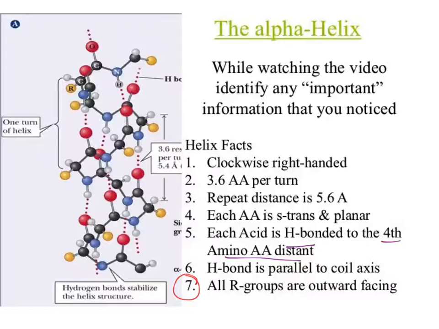The amino acids being trans and planar, don't worry about. We just said we don't worry about those. The clockwise right-handed is kind of a neat, important fact. I don't think I would ever test on it because I don't have that memorized. Could we have counterclockwise left-handed? Theoretically, why is it only clockwise right-handed?